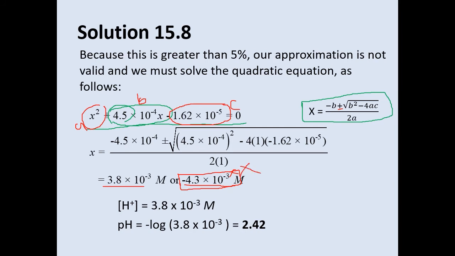Okay, so this is actually by the non-approximation method. So this is the actual value of the hydrogen ion concentration, the actual value of X. From there we find the pH of the solution, and this will be the correct one. So if anybody just takes the approximation method and does not validate it, they will have a chance that they will not get full marks.